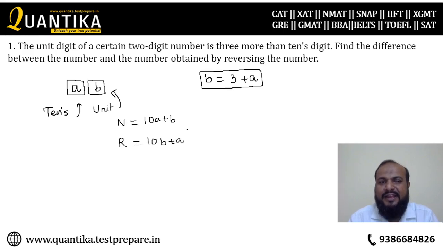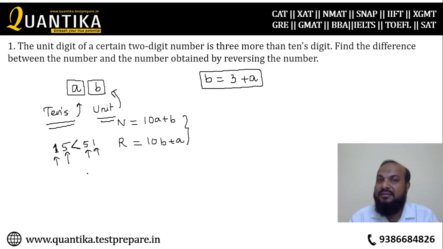Now, here is a challenge for you. Here is a takeaway for you. Can you tell me which is higher in value, the original number or the reverse number? Take some time and try to answer this question. Okay. Now, when the unit digit is large, for example, 15. The unit digit is more than the tens digit. So when you reverse, this number will be more than the original number.